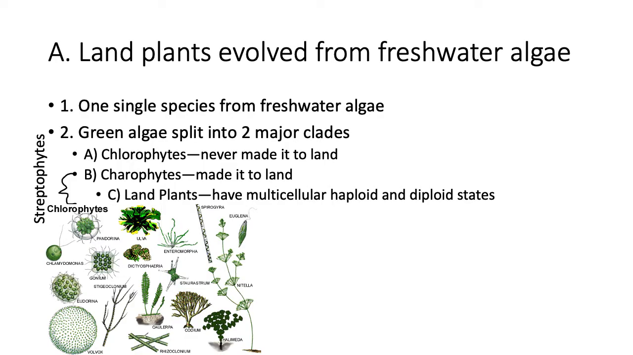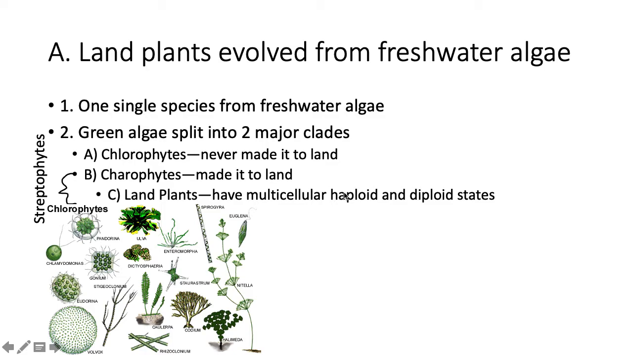Sorry. So the chlorophytes, they were types of protists, never made it to land. The charophytes made it to land. And then from the charophytes, land plants stemmed. Both charophytes and land plants are categorized underneath another clade called the streptophytes. This was mentioned in a previous chapter. This entire slide has been mentioned in a previous chapter.